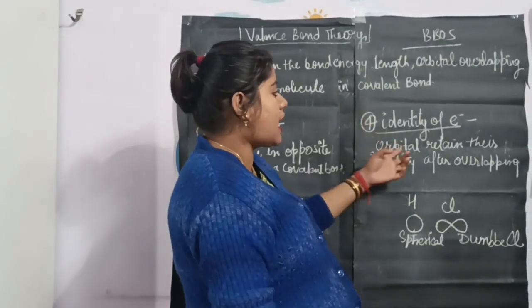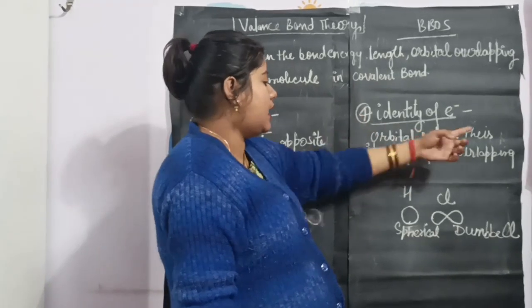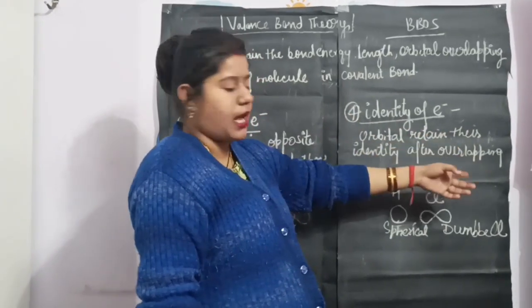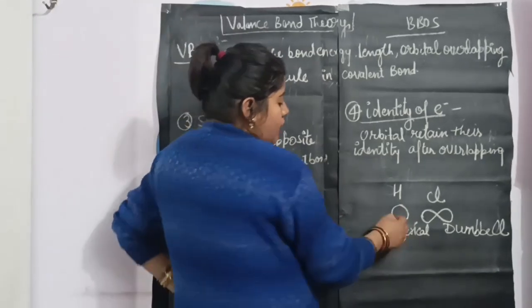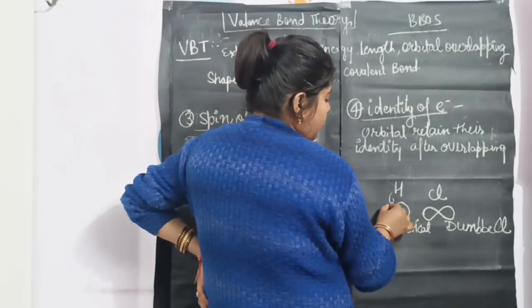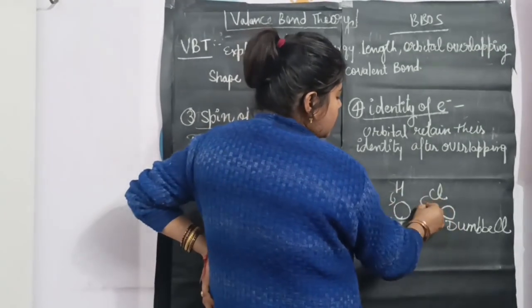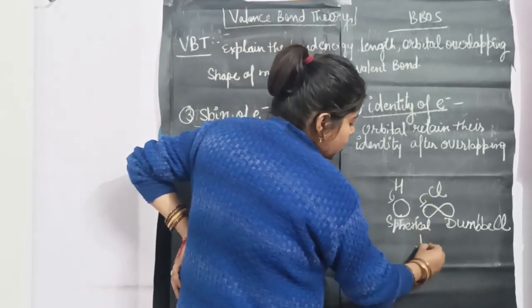The postulate of this theory is the identity of electrons. It states that the orbitals retain their identity after the overlapping. So let me consider an example. We take a spherical s orbital for the hydrogen atom and a p orbital for the chlorine atom. Now they react with each other.